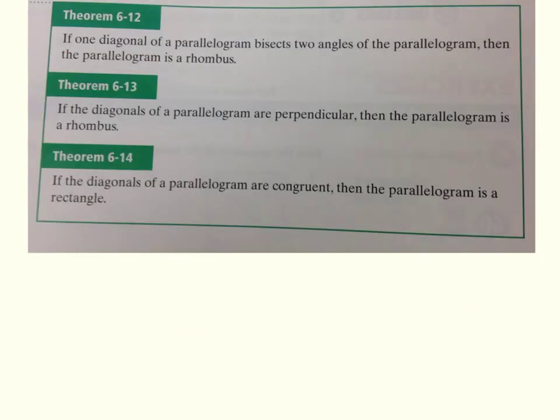The next 3 theorems are all converses of the 3 we just had. If one diagonal of a parallelogram bisects 2 angles of the parallelogram, then the parallelogram is a rhombus. If the diagonals of a parallelogram are perpendicular, then the parallelogram is a rhombus. And if the diagonals of a parallelogram are congruent, then the parallelogram is a rectangle.